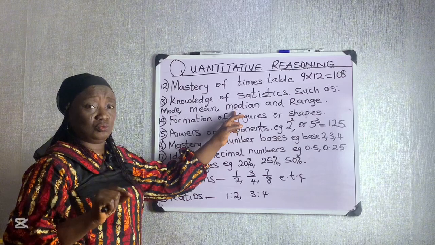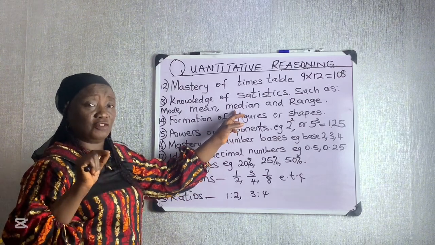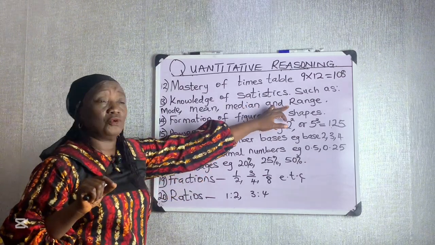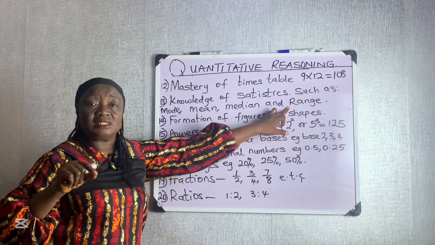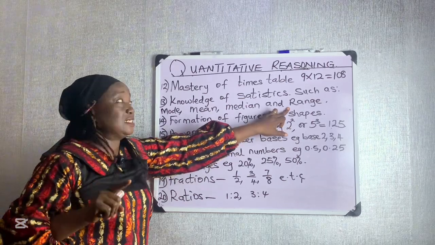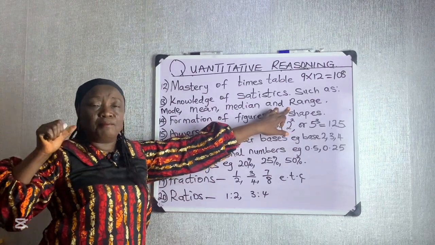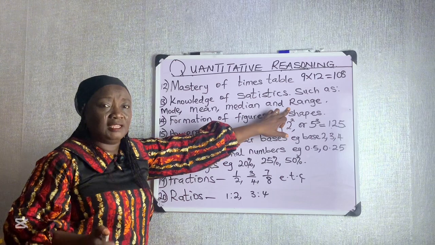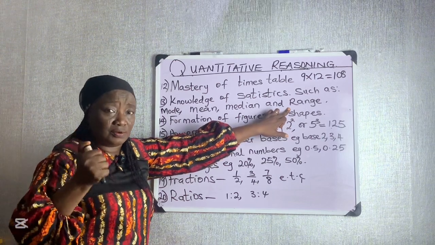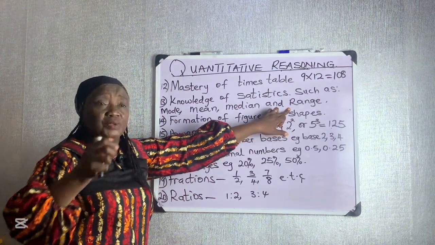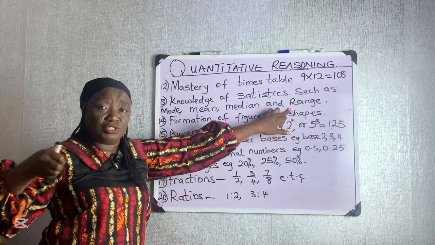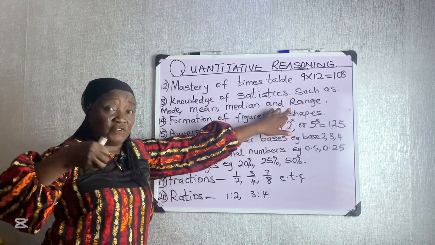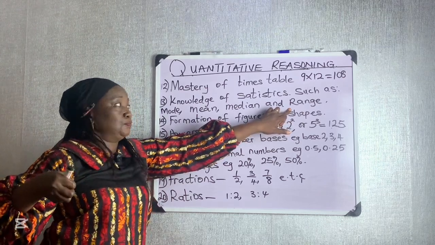The pattern will let you know whether you are looking for median or you are looking for range. Another thing is range. Range is the biggest number minus the smallest number in the set of numbers given to you. You pick the biggest number and minus the smallest number. Whatever you get is your range.